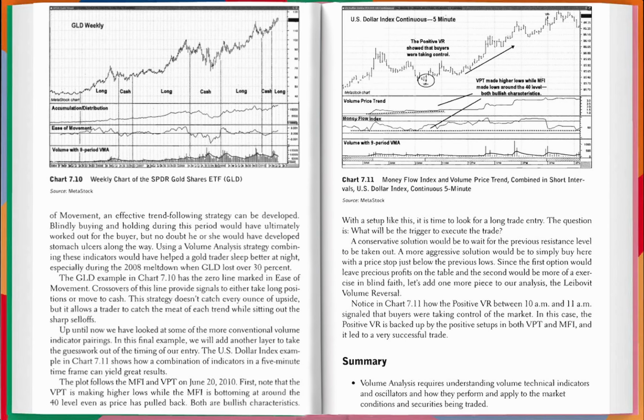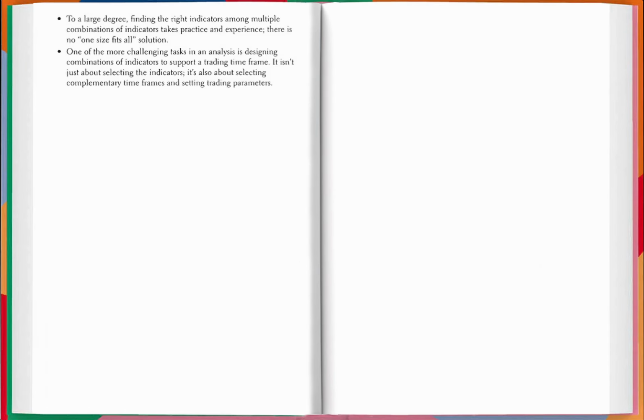Summary: volume analysis requires understanding volume technical indicators and oscillators, and how they perform and apply to the market conditions and securities being traded. To a large degree, finding the right indicators among multiple combinations of indicators takes practice and experience. There is no one-size-fits-all solution. One of the more challenging tasks in an analysis is designing combinations of indicators to support a trading time frame. It isn't just about selecting the indicators. It's also about selecting complementary time frames and setting trading parameters.